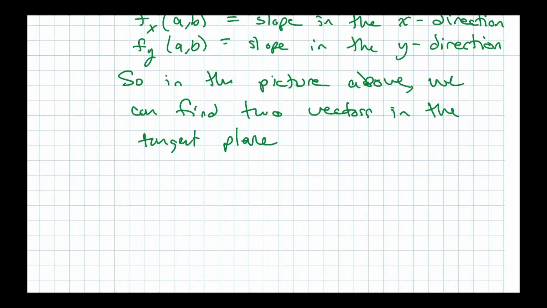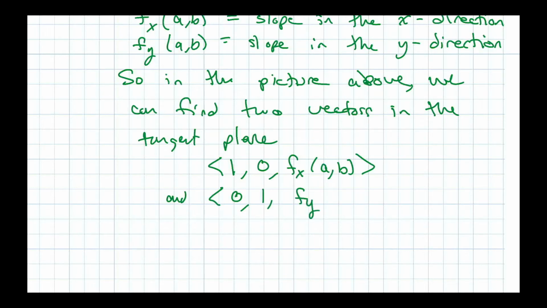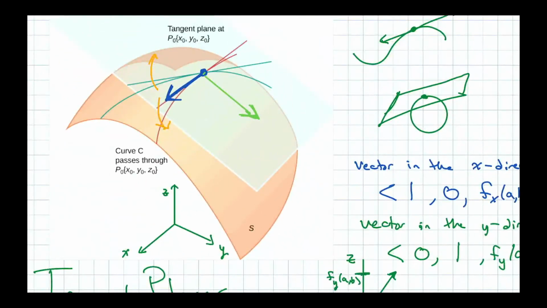And we don't really give them names, but we're just going to write the vectors. So one of them is going to be what we just said, 1 in the x direction, 0 in the y direction. And in the z direction, you have fx evaluated at some point. And the other one is going to be 0 in the x, 1 in the y. And then you get your slope in the y direction in the z component. Okay, so you end up with finding these two vectors. And they're just the two that I drew in that picture, the blue one and the green one.